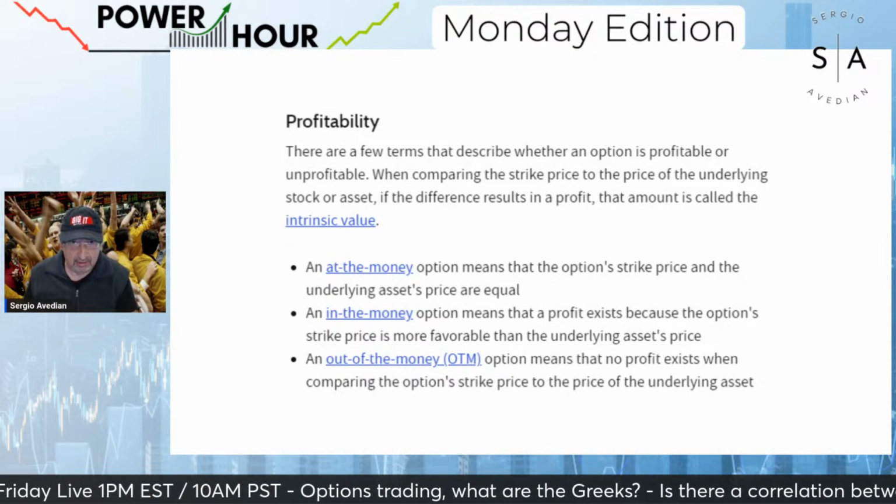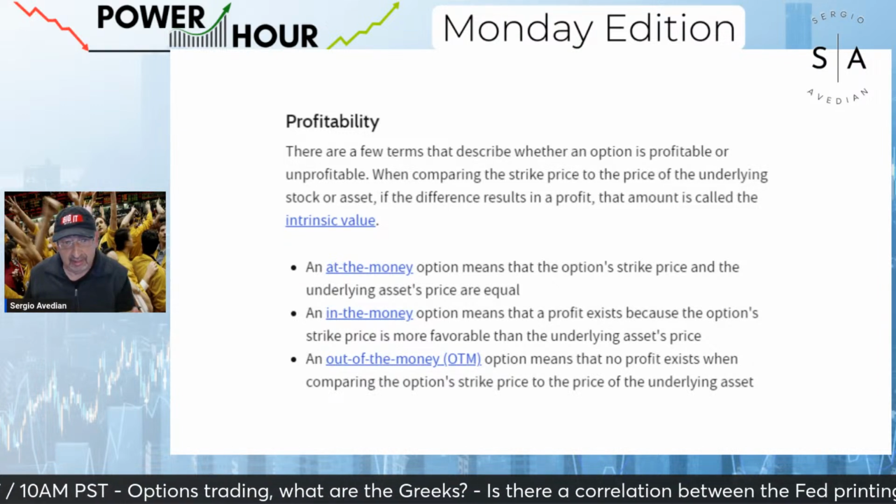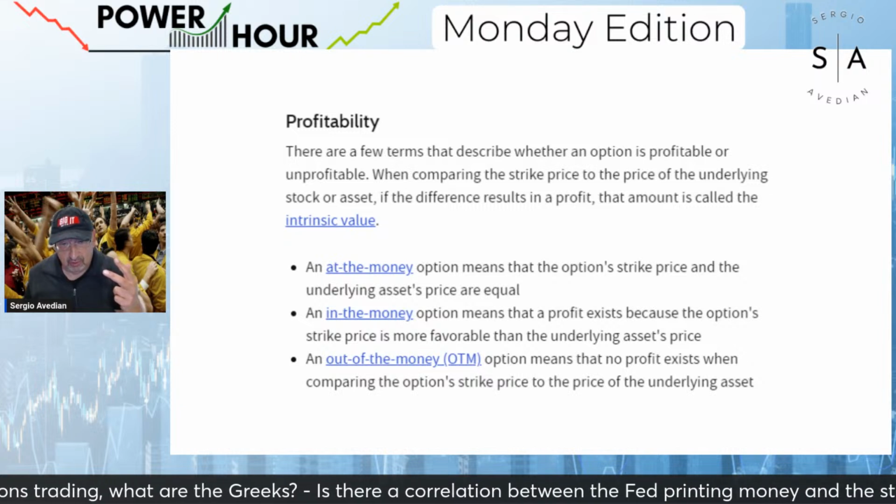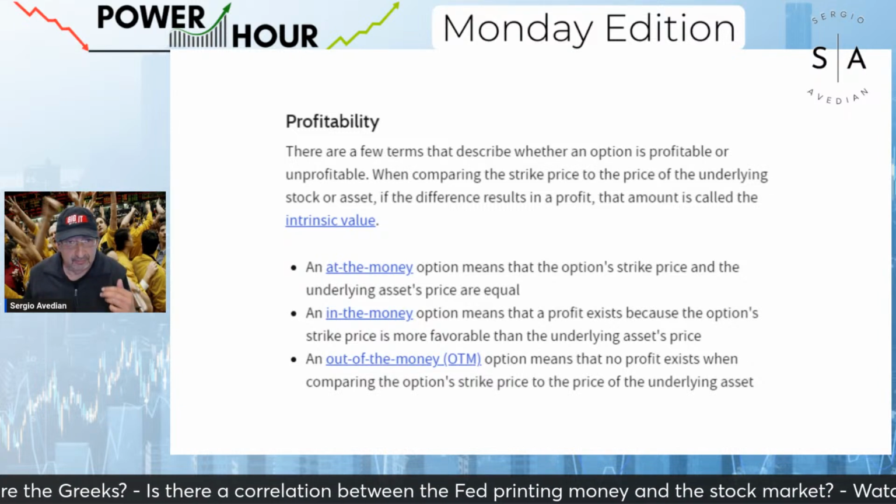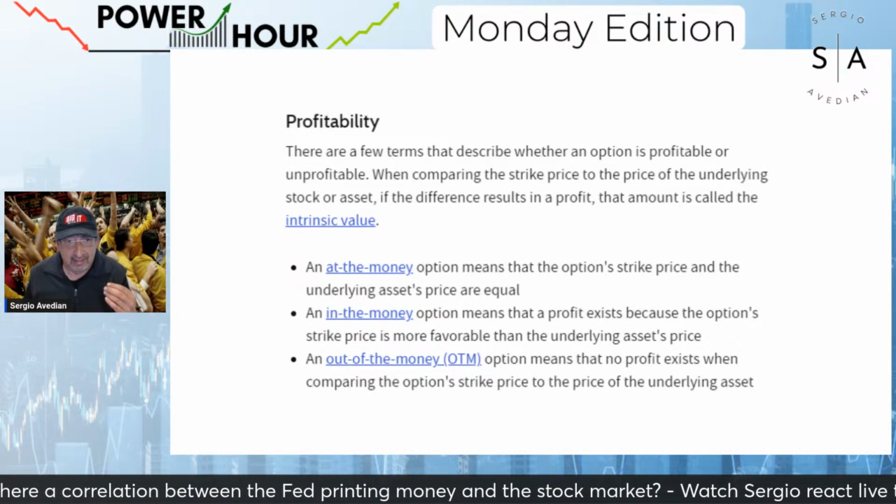So we're going to add 3 more keywords besides implied volatility. So we're going to add at the money.